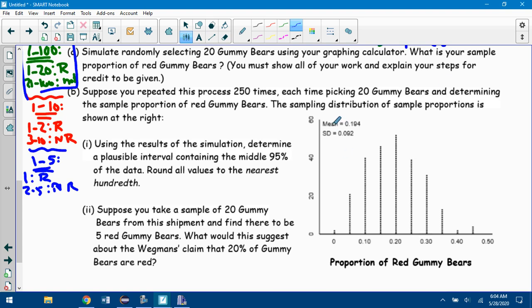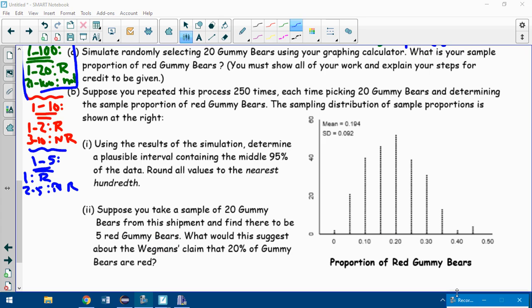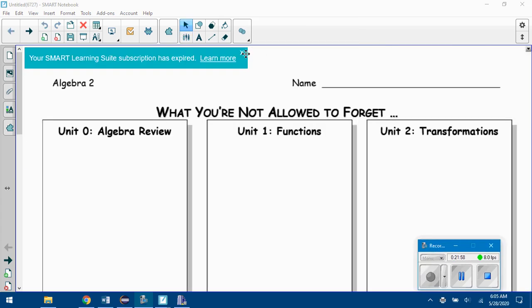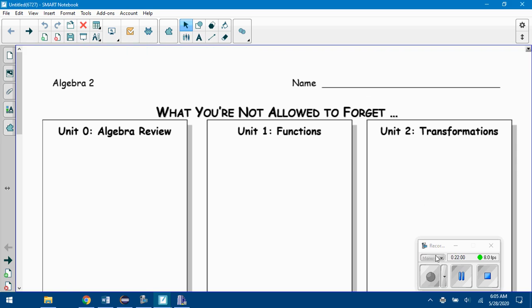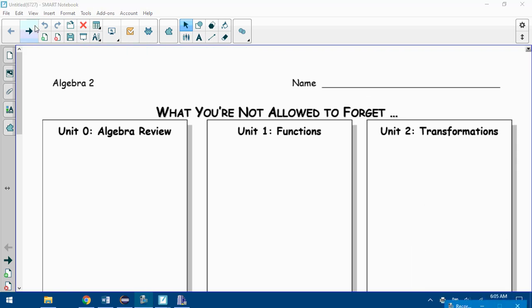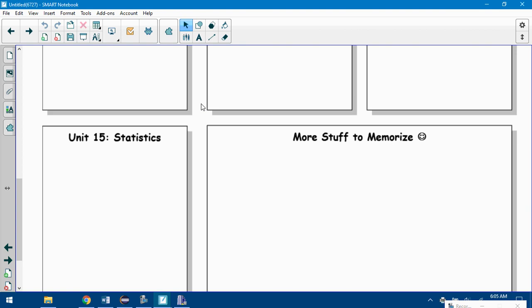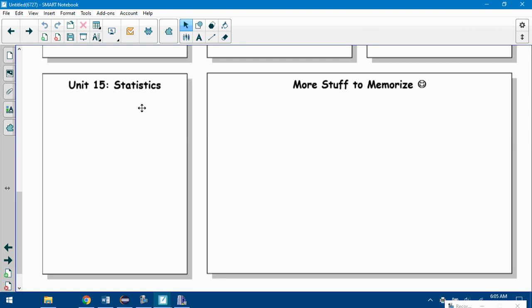So the last thing I want to do in the video is fill out your last what-you're-not-allowed-to-forget sheet. All right, so if you have the what-you're-not-allowed-to-forget sheet, I'm going to go over to the back and fill out the last unit. Unit 15, statistics. So stuff you want to know for this test tomorrow.